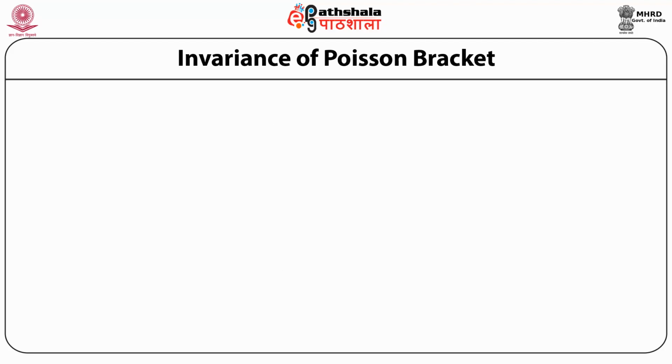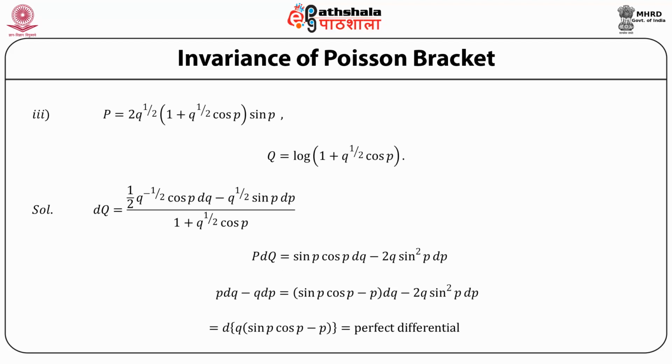Likewise, for a transformation where capital P, that is the new momentum, is given in terms of the old momentum and coordinate by this relation, capital P is 2q to the half, 1 plus q to the half cosine p, sine p, and the new coordinate Q is a log of 1 plus q to the half cosine p. So this can also be proved the same way by taking the differential of the new coordinate, computing the product of P with dQ, and following the same steps as we did earlier, we can show that it is a perfect differential.